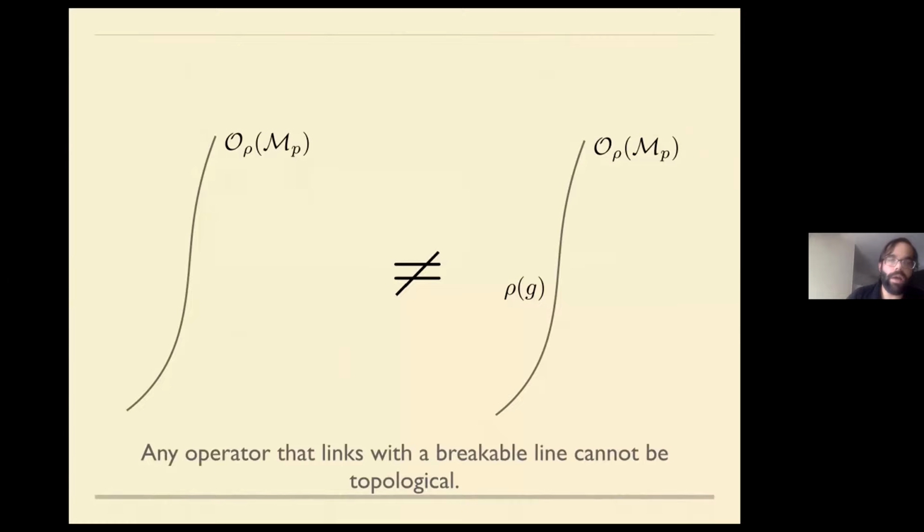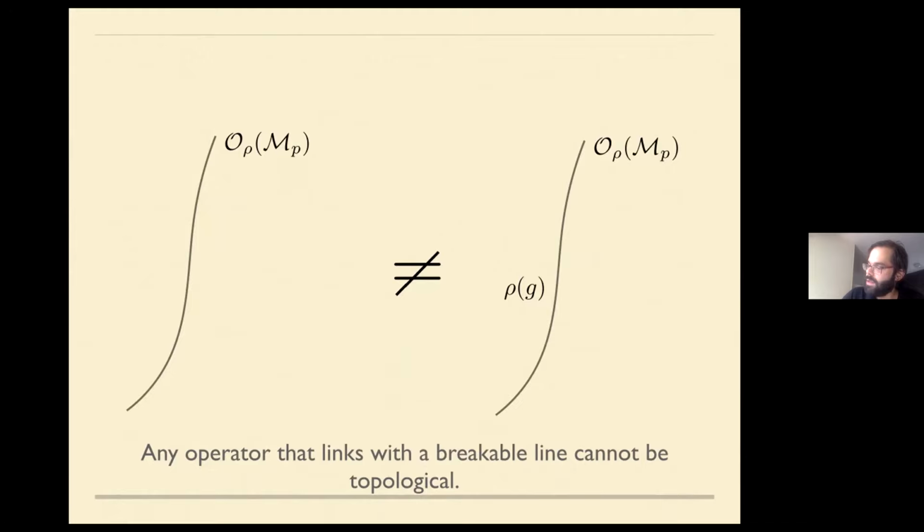The conclusion is that whenever you have an operator like this, which links with a breakable line, it can never be topological, okay? But can it be that this phase rho of g is trivial, it's just one? Yes, of course, that can happen. This is only a counterargument if the phase is non-trivial. So the topological operator might exist, it just doesn't act on anything. Right. So you could also say, okay, have a topological operator that doesn't link with any operator in my theory, that one could still be topological, right? Yes. I agree. But that operator is basically the identity operator, right? You have a topological operator, you can always deform it to nothing, and it has trivial correlators. Okay.